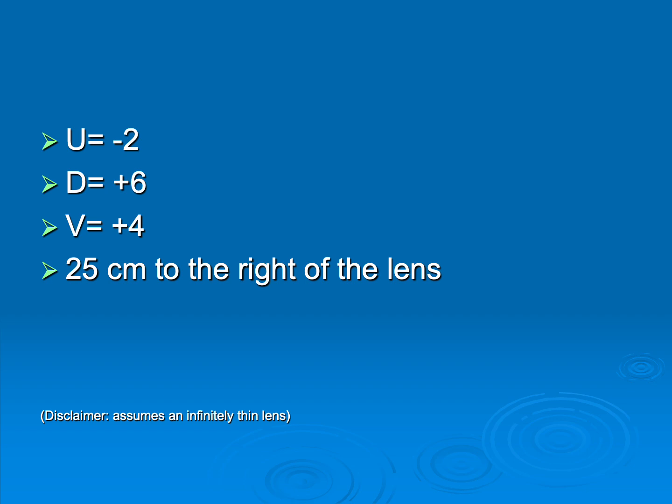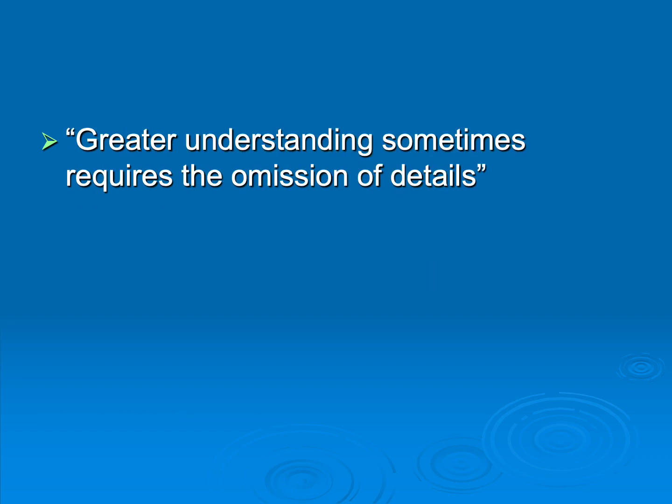Notice the disclaimer at the bottom. It's kind of in small print there, but it says, assumes an infinitely thin lens. What does that mean, an infinitely thin lens? Well, Hemingway said that greater understanding sometimes requires the omission of details. If you've never read A Farewell to Arms, it's an excellent book, but it says that sometimes we explain things in a simplistic form so that we get the idea, and you don't really need all the details to really get the concept. And that's what we've done so far in these lecture series.